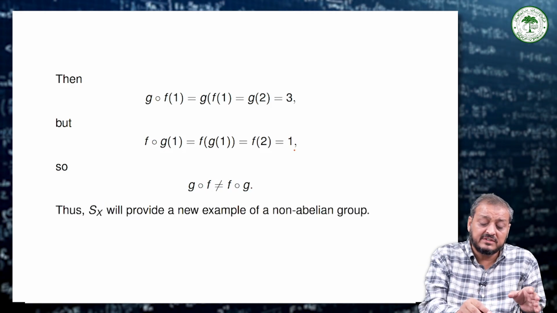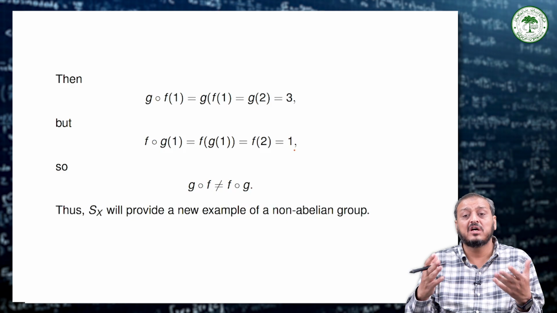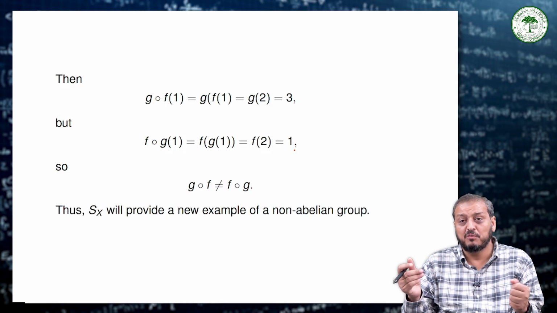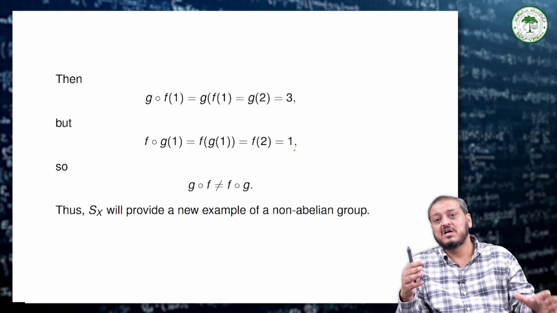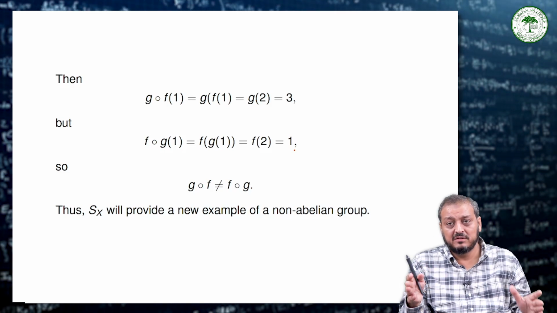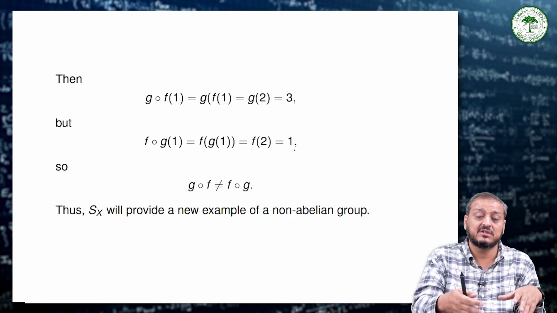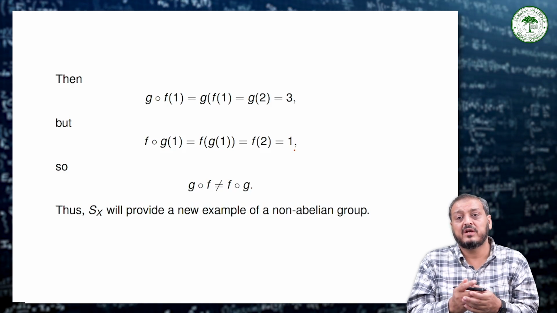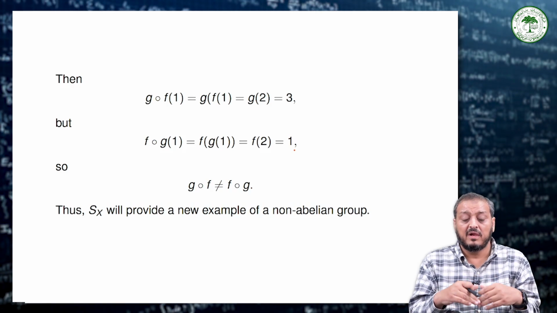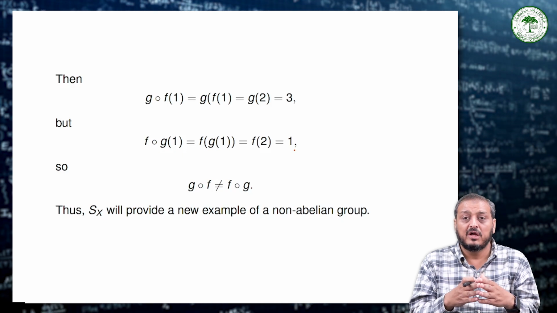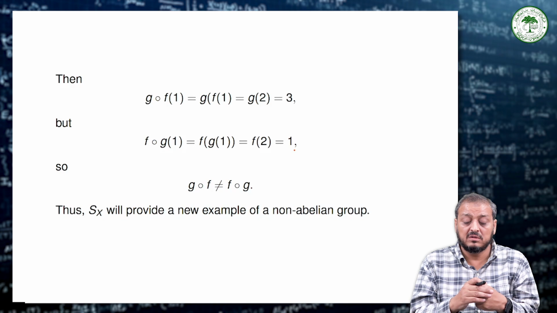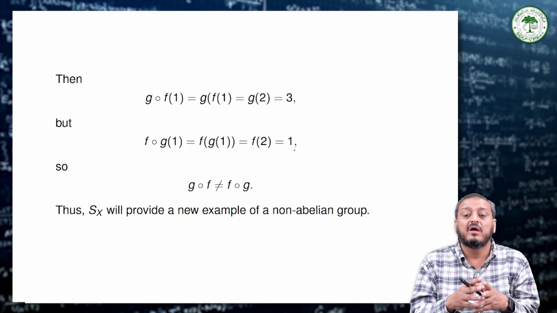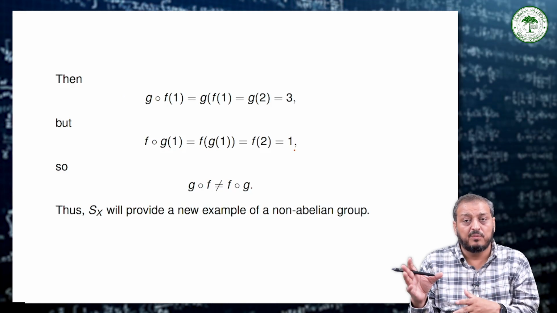So, this Sx will provide a new example of a non-commutative group. Previously we have seen some other examples of non-commutative groups, but this is a new type. The composition of functions defined on Sx provides a new example of a non-abelian group.